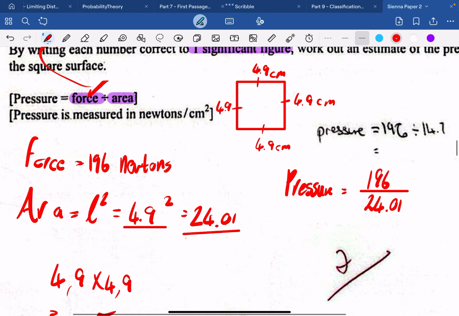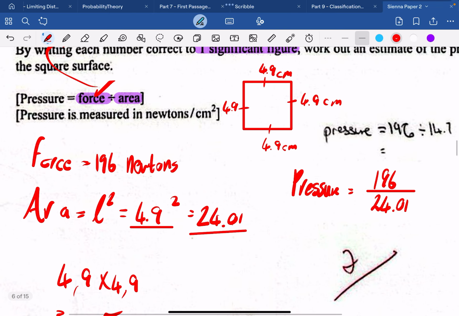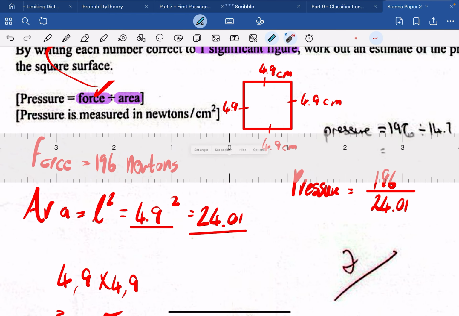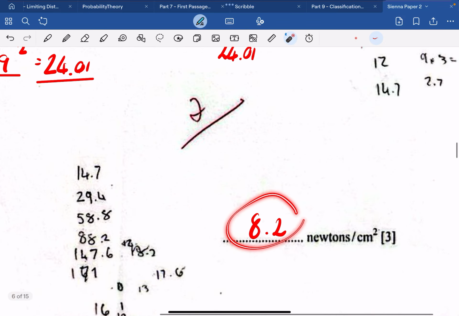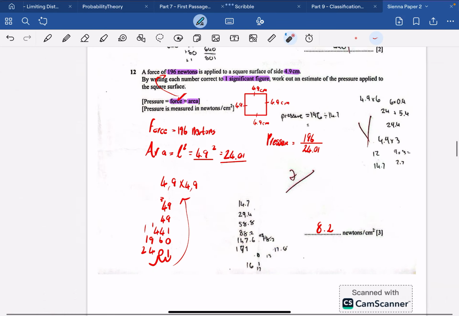And then we know our pressure is just force divided by area, 196, which we have, over 24.01, which you just worked out. We get 8.2 newtons per centimeter squared. Perfect.